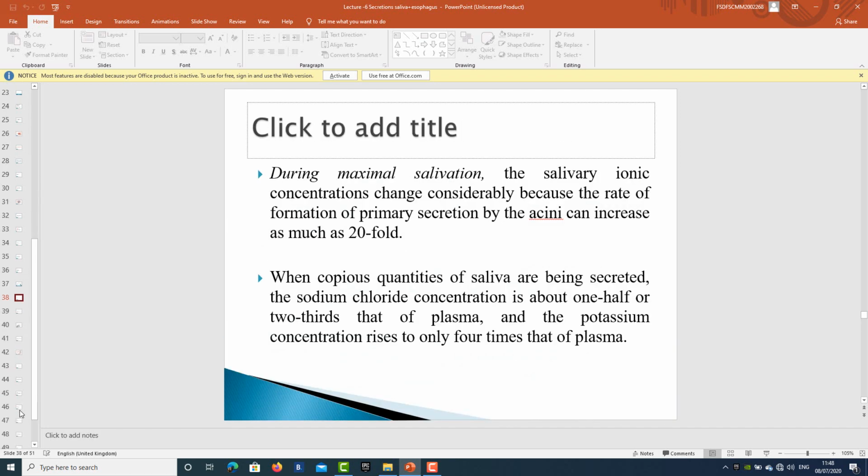During maximal salivation, the salivary ionic concentrations change considerably because the rate of formation of primary secretion by the acini can increase as much as 20-fold. When copious quantities of saliva are being secreted, the sodium chloride concentration is about 1/2 or 2/3 that of plasma, and the potassium concentration rises to only 4 times that of plasma.